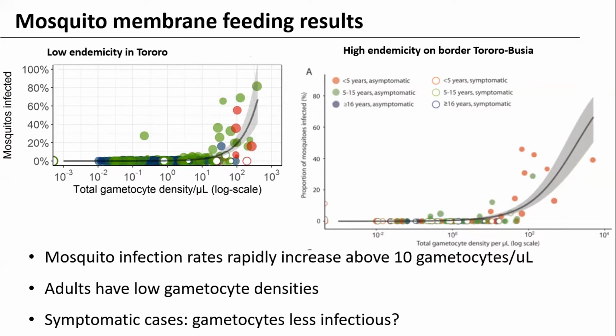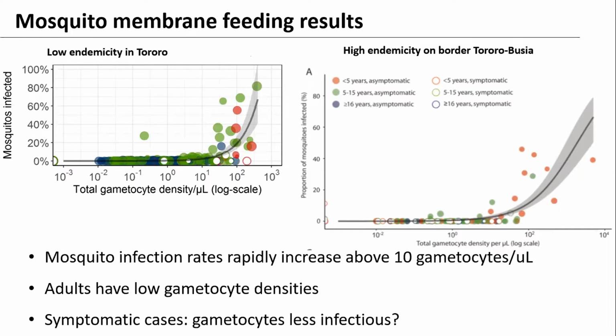Also, we see that symptomatic cases, though they had gametocytes, had densities that were very low and were less infectious. These are the hollow circles, so we see less of them as the curve goes up. And importantly, asymptomatic participants, as you can see, the solid circles there in both graphs, especially children 5 to 15 and those under 5, contributed the most to infections.